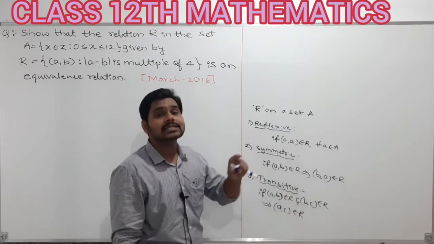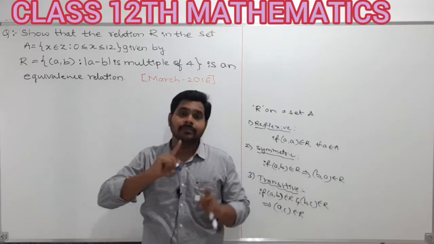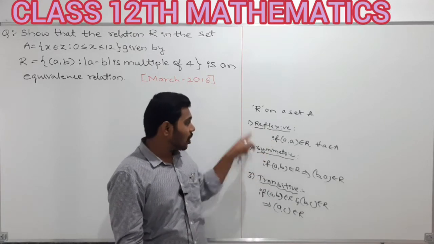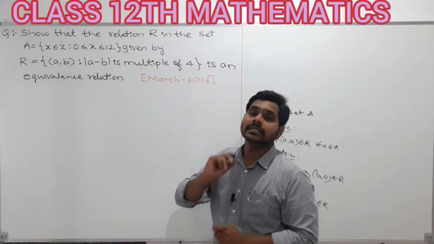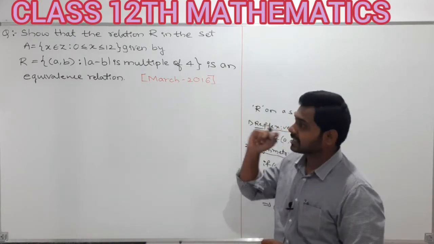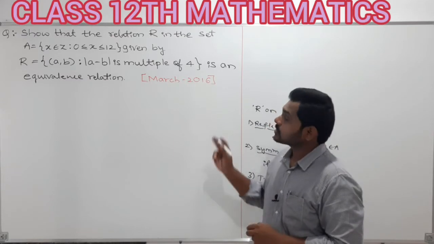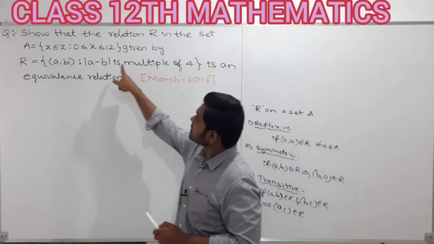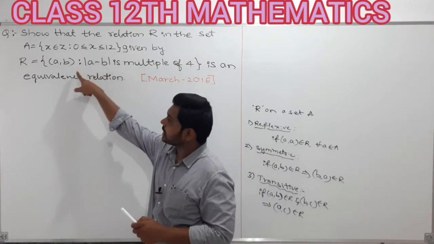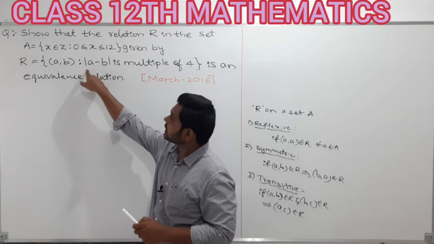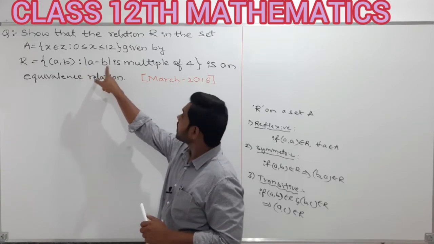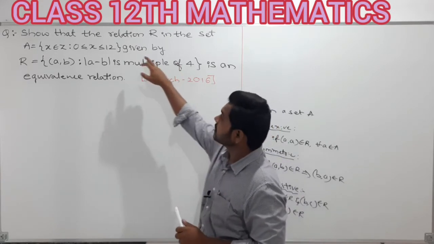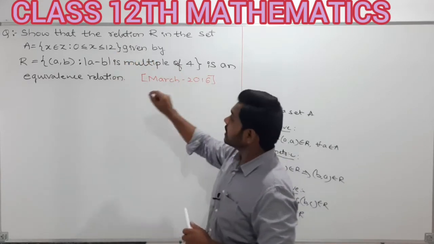A relation R is said to be an equivalence relation if it is reflexive, symmetric, and transitive. If all these three properties are satisfied, in such cases we can call the given relation an equivalence relation. So my dear students, what is the given question here? Show that the relation R on the set A, this is the set given to you, defined such that modulus of a minus b is a multiple of 4, is an equivalence relation.